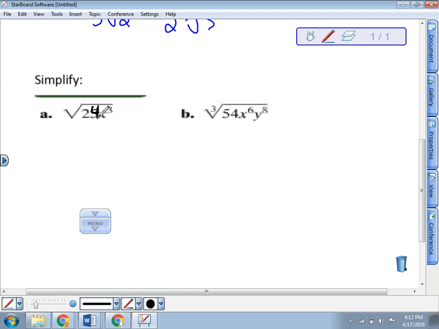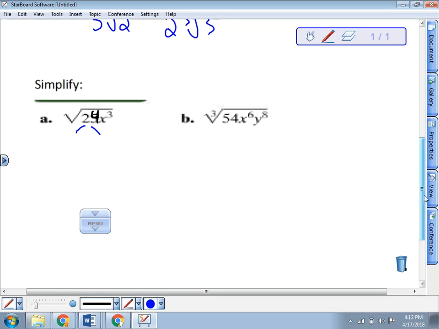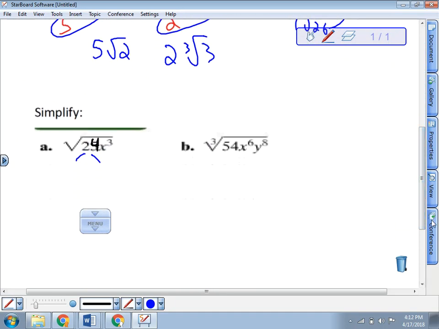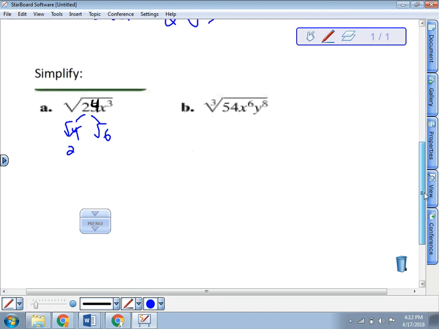For a problem like this, the first thing we want to do is worry about the numbers first. So let's factor 24 using our perfect squares. If we look back at the list, the only perfect square that factors into 24 is 4. So we're going to say square root of 4 times the square root of 6. The square root of 4 becomes a 2. I'm going to leave a little space here because I'm going to have to pull out some x's too. This root 6 can't break down, so that's still underneath the radical.